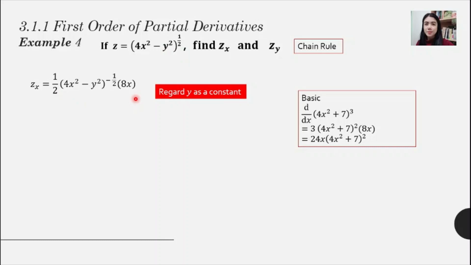So then let's simplify it. 1 over 2 multiplied by 8x gives you 4x. And you see that I have minus 1 over 2 here. You can drag it down, so it becomes a fraction. This becomes the numerator and this becomes the denominator. So then we go for the zy.